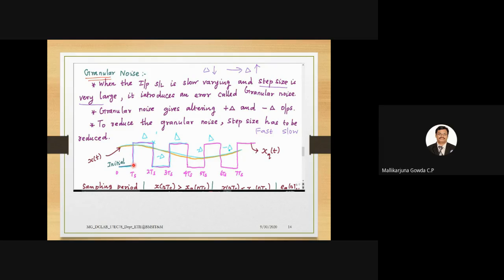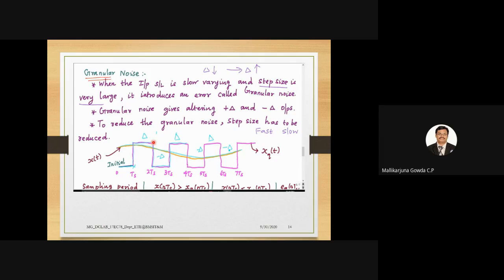So it will compare at this value, right? The staircase approximation is less than the original analog input signal, so the output of the comparator is positive. So it will be incremented by delta, and then it will stay at this value only till the next sampling duration.